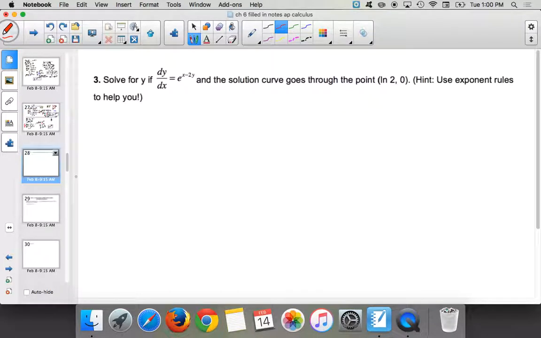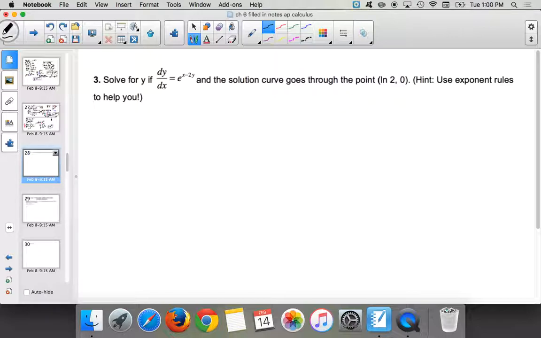Okay, so number 3. This one's a tricky one. Let's see if anybody gets it. So it says solve for y if dy over dx equals e to the x minus 2y. And our solution curve goes through the point natural log of 2, 0. So I said use exponent rules to help you. So are you guys noticing that this is really hard to separate?